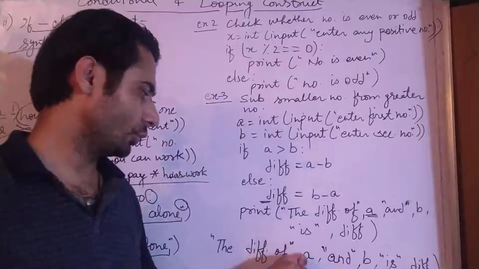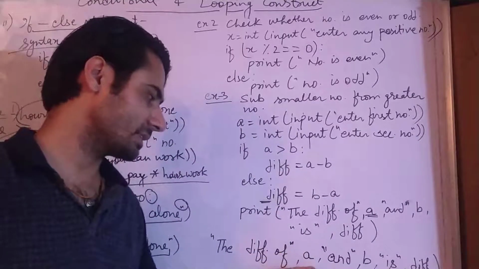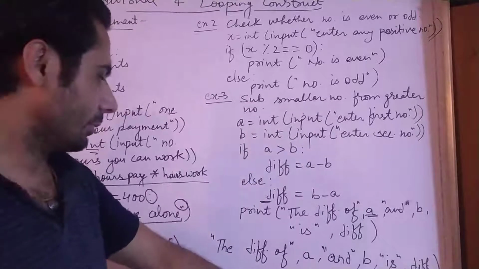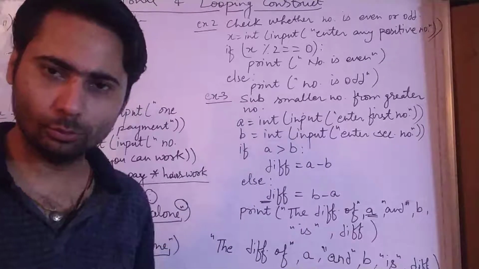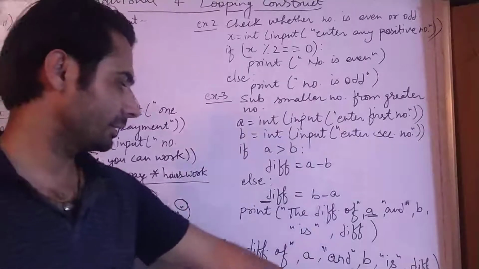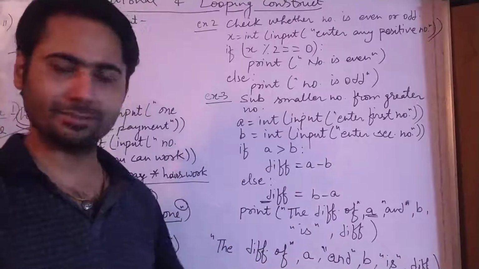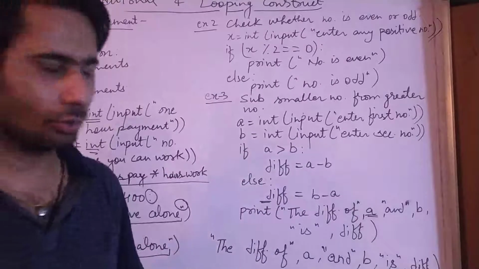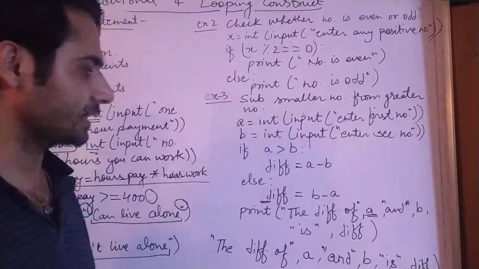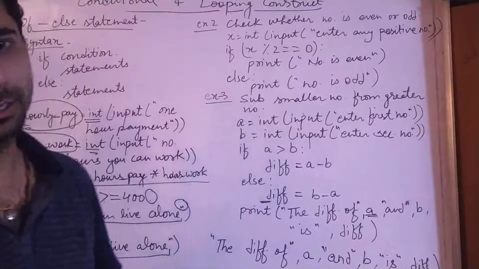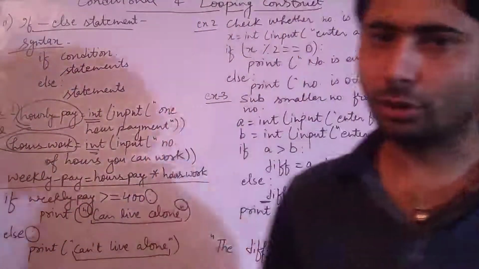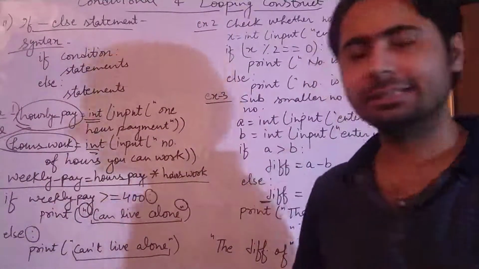Okay, when you write the statement like this, it will print like that. Okay, because a contains some value, then the value will be printed, and b also contains some value, and difference also contains some value. So the value that is contained in these variables will be printed. Okay, now I think you get the concept of if-else statement.